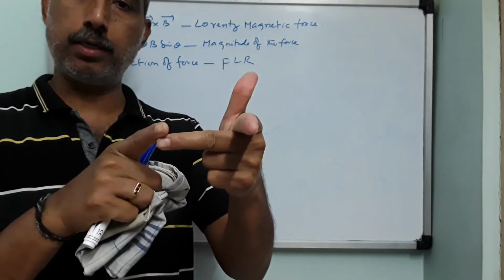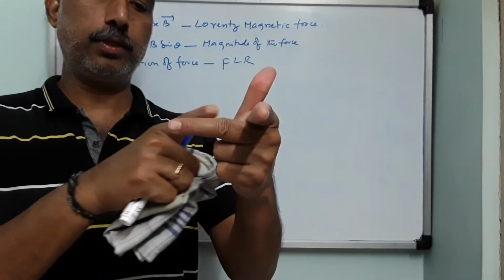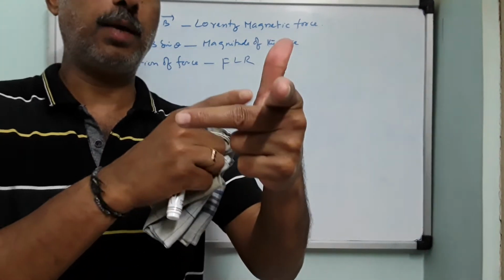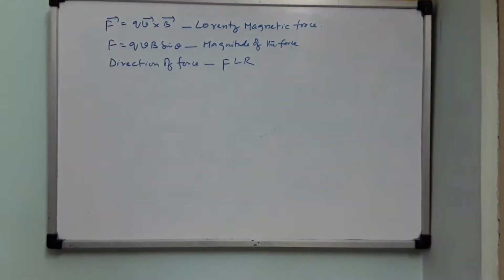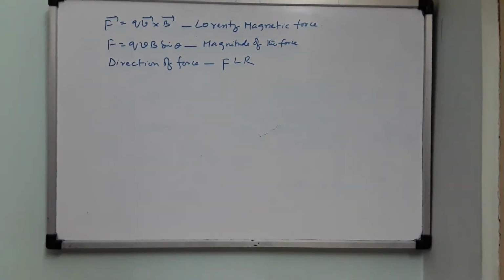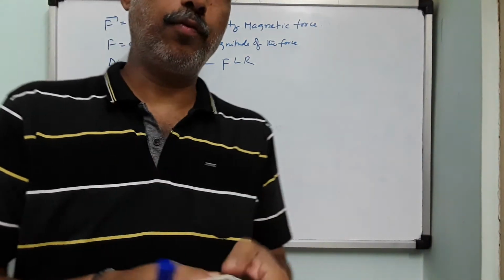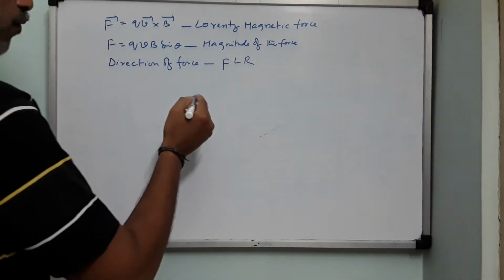C stands for current. You know that current is obtained due to the drift velocity. So this is the current direction as well as the velocity direction. And the thumb shows the direction of force. Thumb shows the direction of force. So these things we'll briefly write.